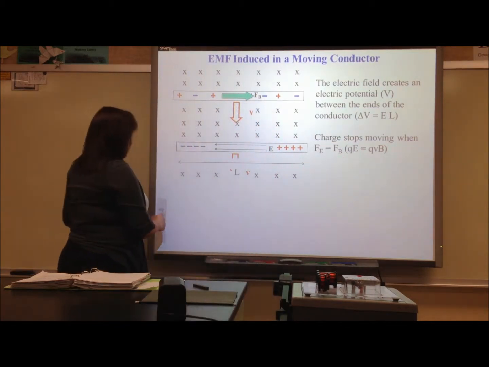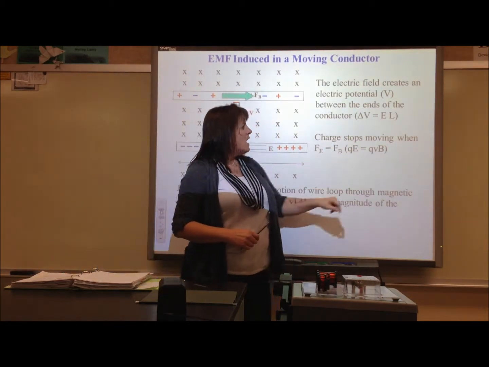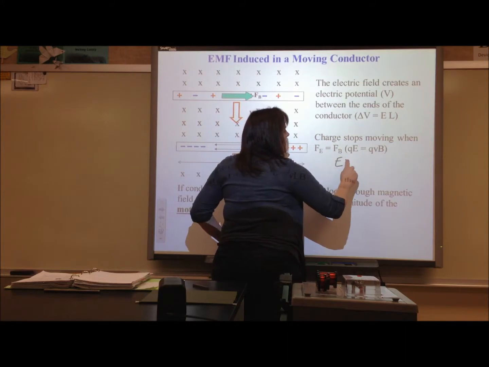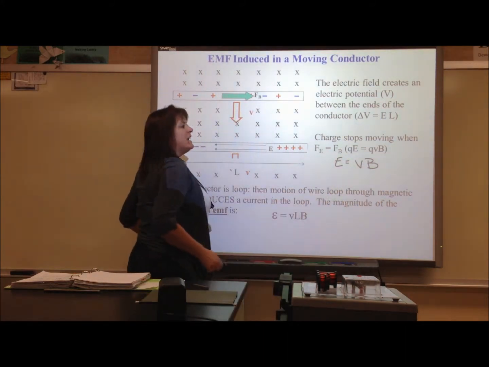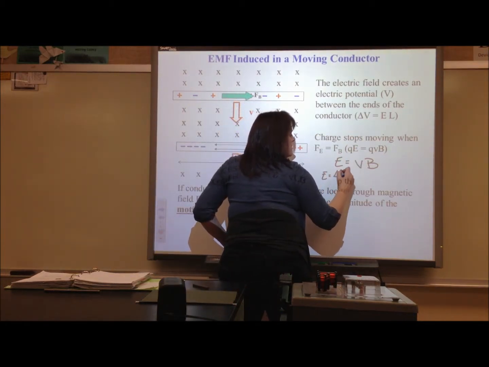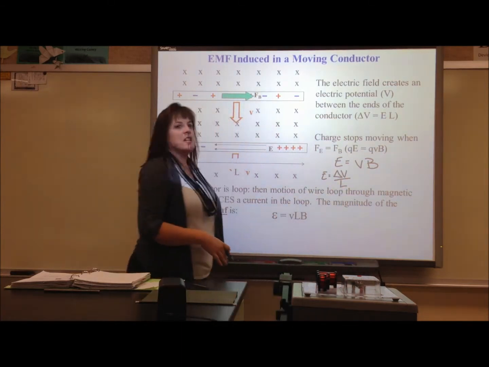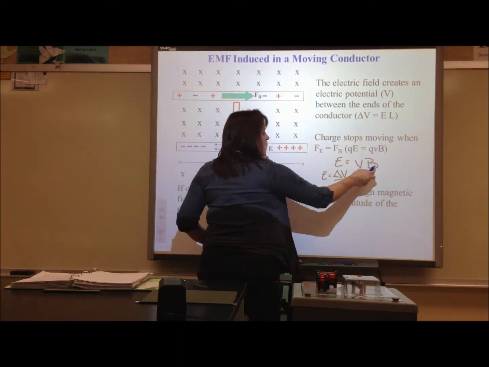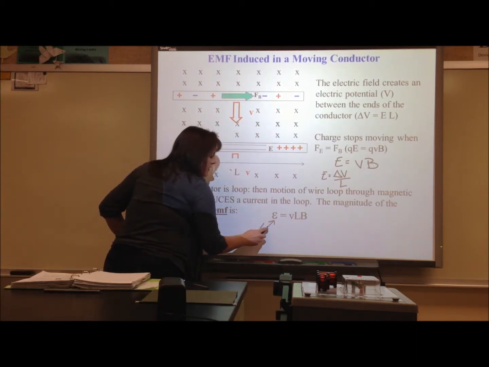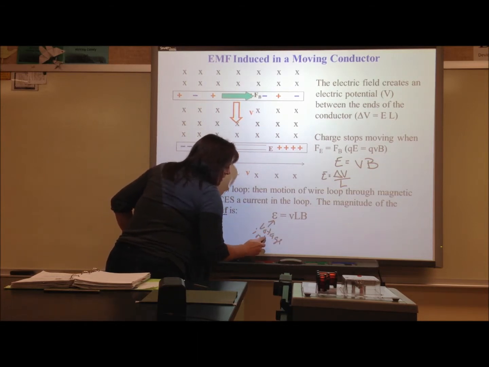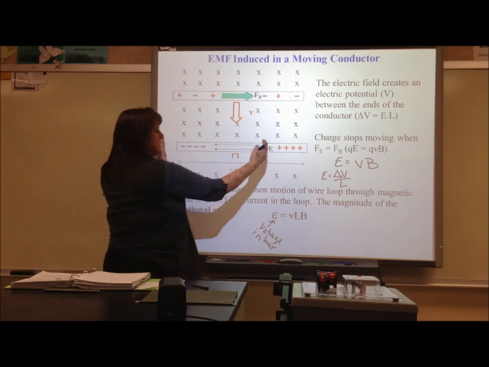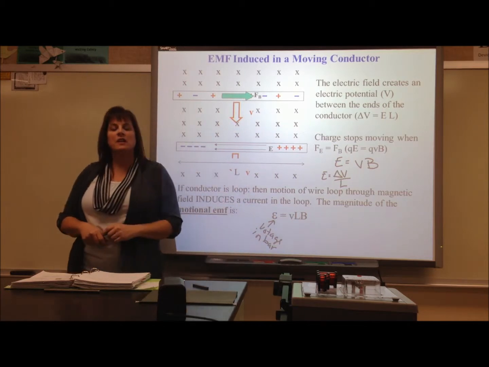Which means that I have an electric field, E, equal to V over L. The electric field is equal to the voltage over the length of the wire, delta V divided by delta X. Move my L over there, and I get the voltage in the bar is equal to the velocity of the bar times the length of the bar times the magnetic field that the bar is in.